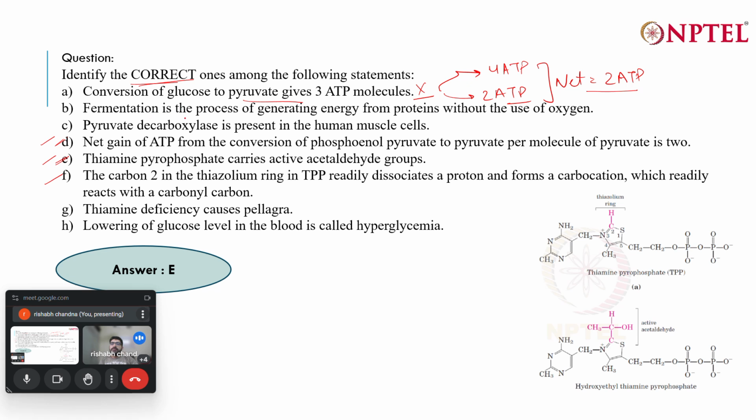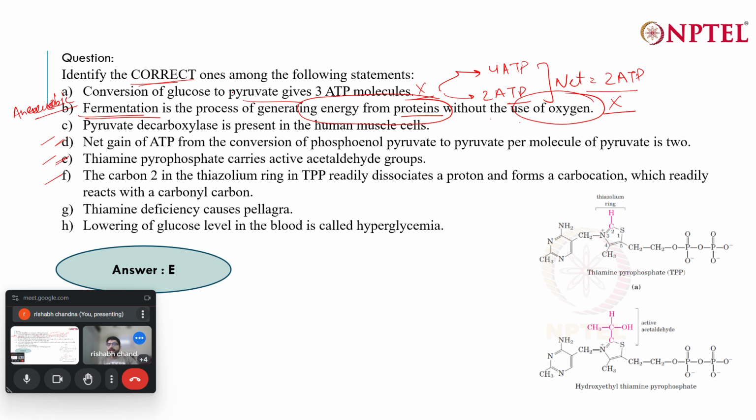Then fermentation is the process of generating energy from proteins without the use of oxygen. So no, it can utilize glucose or basically carbohydrates. Although it is without the use of oxygen, that means it's an anaerobic process, but it is not used for deriving energy from proteins. So this is also not a correct answer.